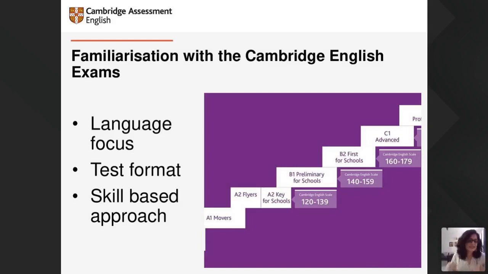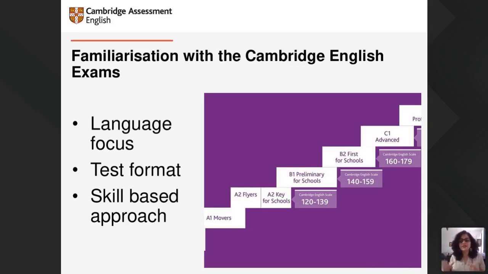So the first step in going about mapping the curriculum is that you need to familiarize yourself very well with the concerned Cambridge English exam. If you remember the verticals that I showed you right at the start, we have three verticals: one for schools, one for general users, and the third one is the Business English vertical.